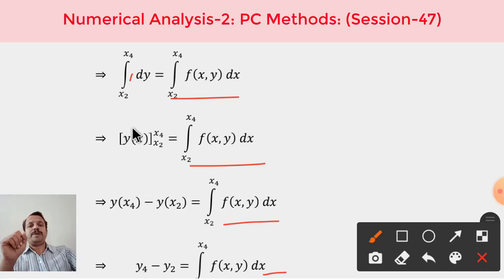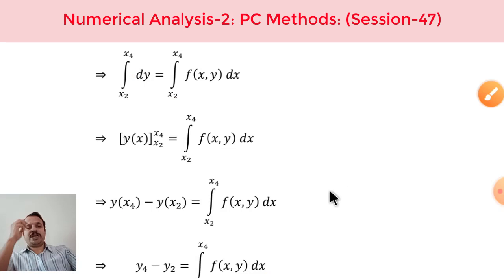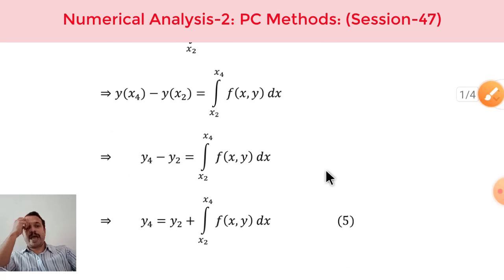Integration of 1 with respect to y is y. So y is a function of x. Why can't we write it as y of x? Yes, we can. Now let us substitute the upper limit x4 in place of x. So y at x4 is here minus y at x2, the lower limit, is here. So now y at x4 is y4, y at x2 is y2. So these two values are there on the left hand side, RHS being maintained as it is.